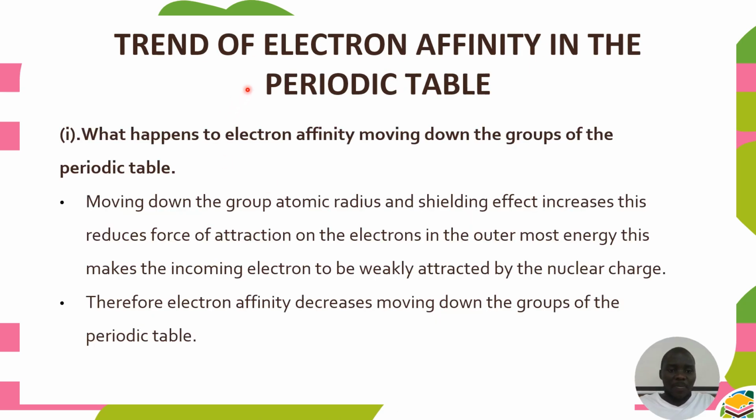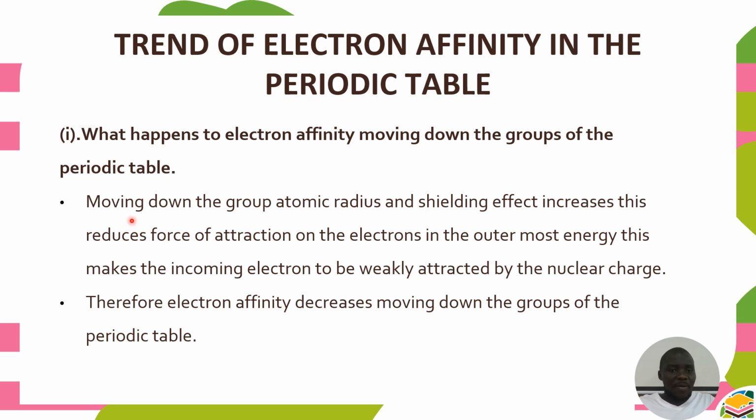So, trends of electron affinity in the periodic table. What happens to electron affinity moving down the groups of the periodic table? Moving down the groups, we still use the same concept. Atomic radius increases, shielding effect also increases. This reduces the force of attraction. Therefore, the incoming electron is not going to be strongly attracted by the nucleus. Hence, moving from top to bottom, the electron affinity decreases.